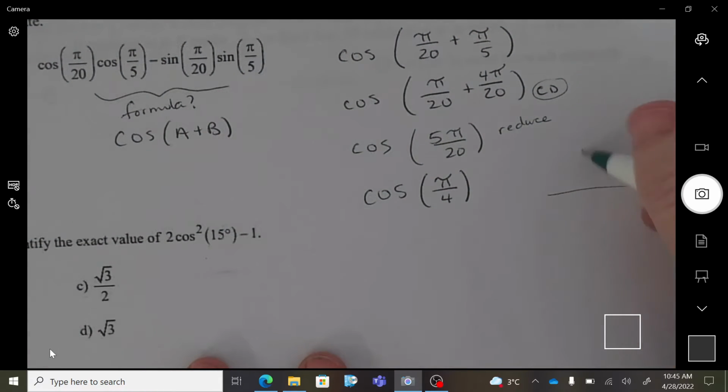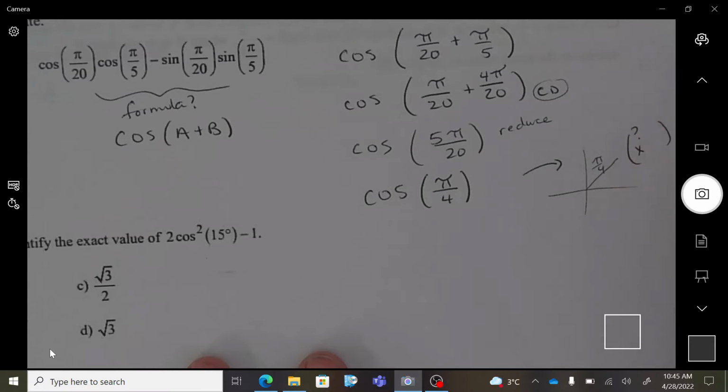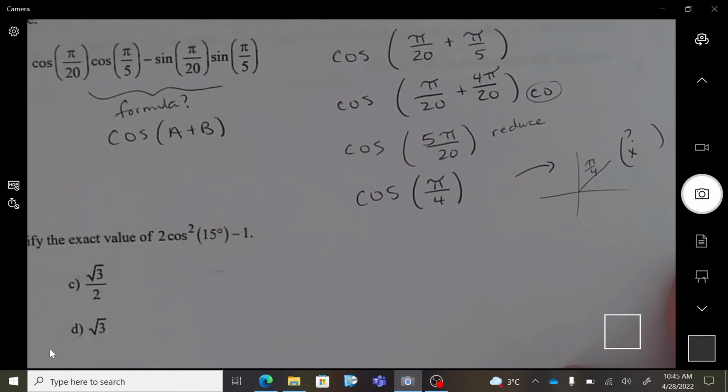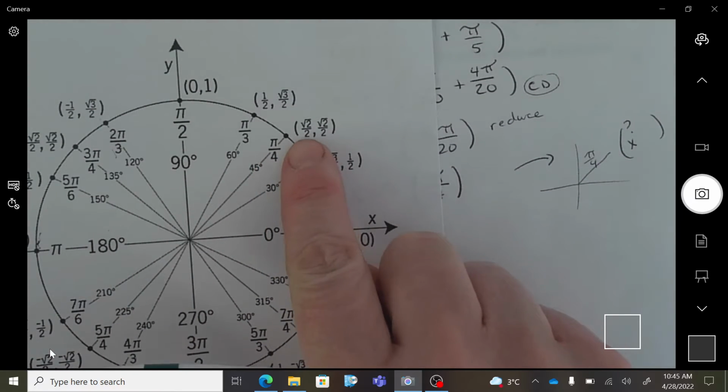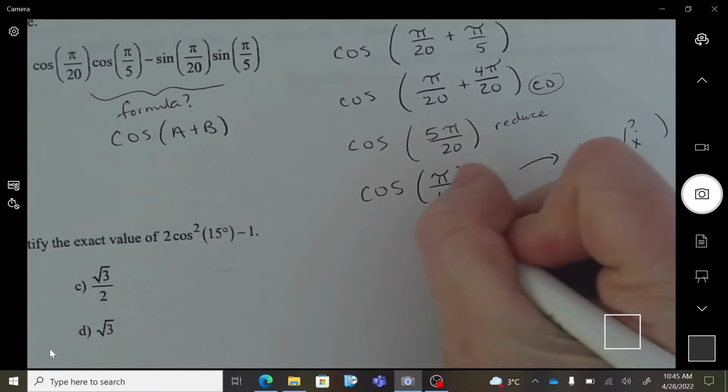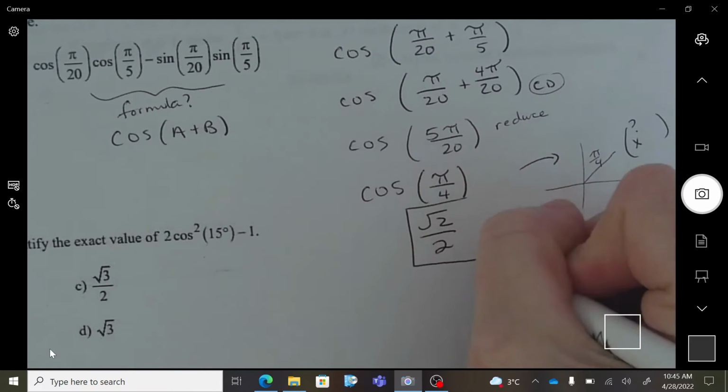Now I'm going to go to my unit circle, and I'm going to look there, and I'm going to say, well, what is the x value at pi over 4? So pi over 4, what's the x value? Root 2 over 2.